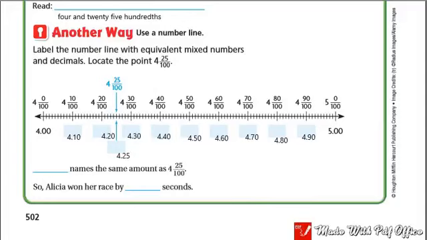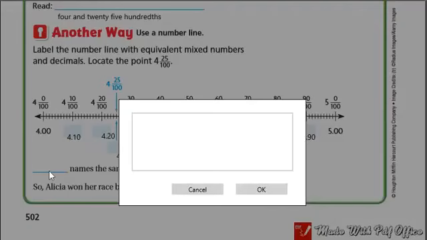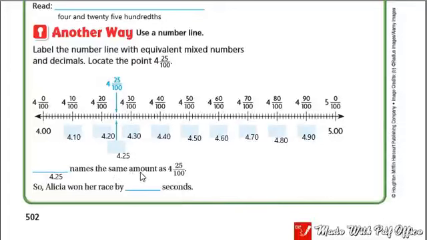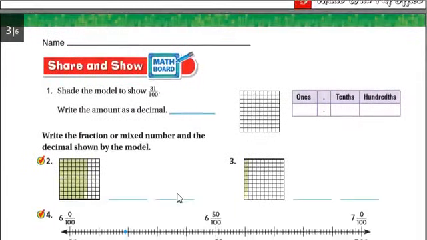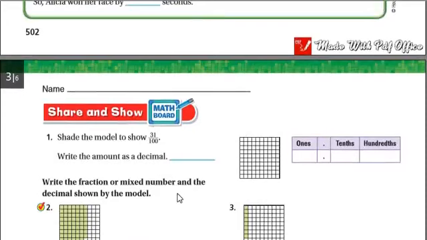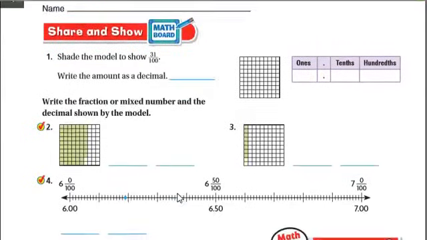Okay. So again, 4 and 25 hundredths names the same amount as 4 25/100 in the fractional form like this. The same, exactly. In another form, this is the mixed number. This is the fractional form, and this is the decimal form. Okay, so please let's solve. Let's go to page 503, this one.